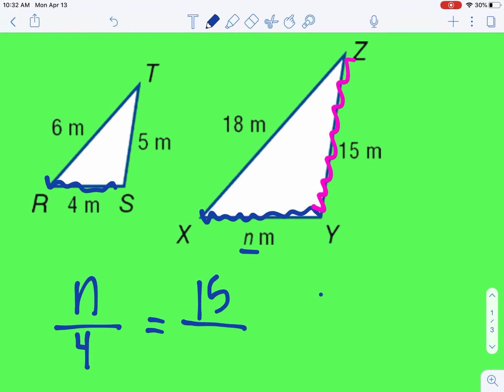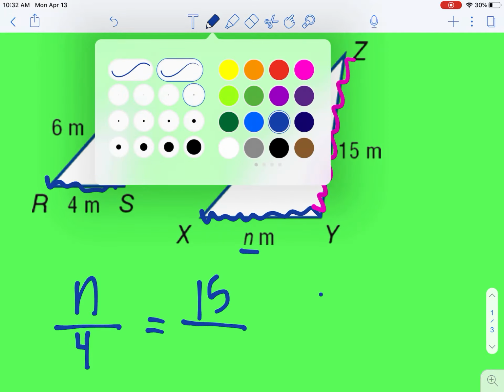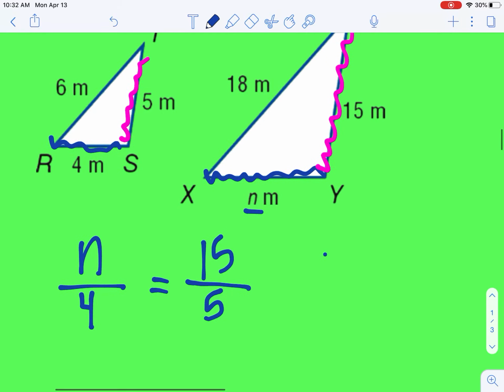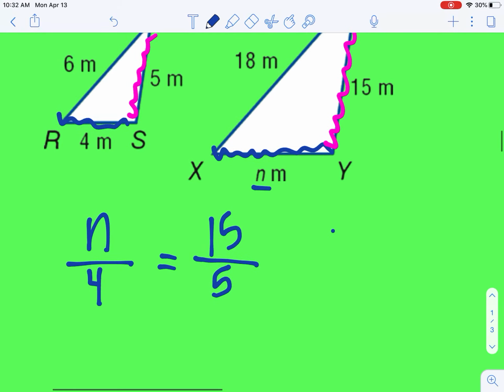Now, since I chose 15, I chose that side, I need to pick the corresponding side from the other triangle, which in our case right here is 5. Now I can go ahead and cross multiply and divide to finish my problem.